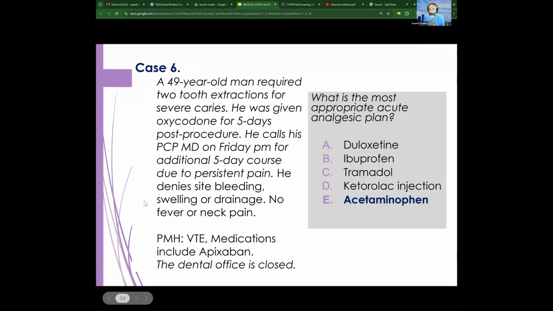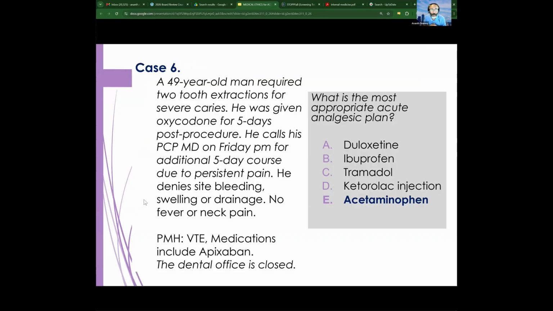So for this case, I think the best answer choice is acetaminophen, because the risks of recommending acetaminophen are very, very low, particularly for an acute course. And unlike tramadol, which again would be an opiate, we are avoiding opiates for post-op acute pain.